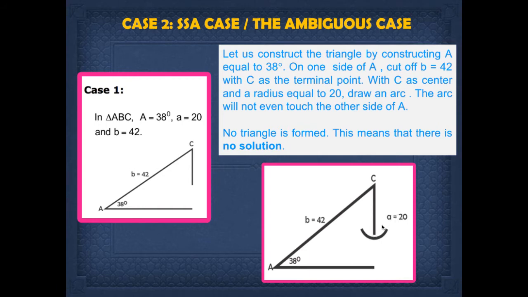Now here, draw an arc. So this is the arc. Notice that the arc here will not even touch this other side of A. This is the other side of A. The arc only goes up to here, so it's not even going to reach this other side of A. Therefore, no triangle is formed. That means that there is no solution. So if no triangle will be formed, then we can say that there is no solution.